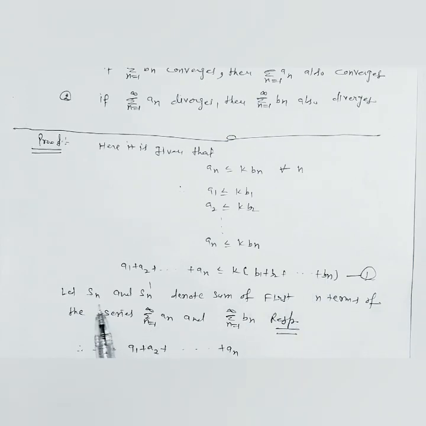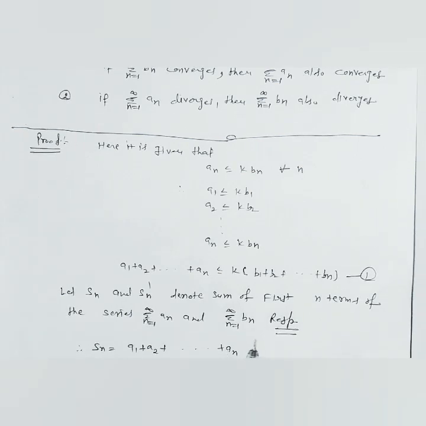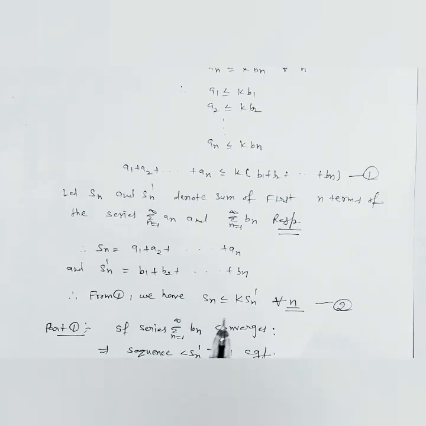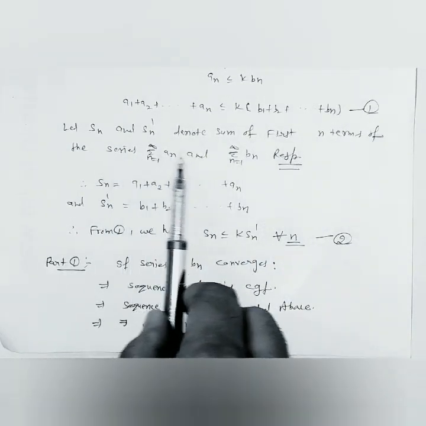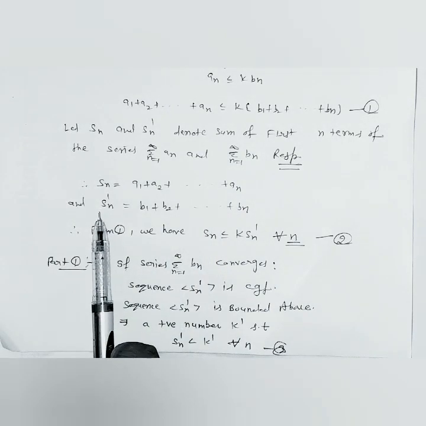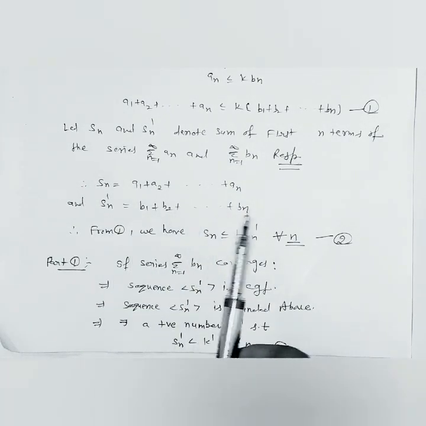Let Sn and Sn dash denote the sum of the first n terms of the series an and bn respectively. So Sn is the sum of the first n terms of the series an, which can be written as a1 plus a2 up to an. Similarly, Sn dash denotes the sum of the first n terms of the series bn. So Sn dash can be written as b1 plus b2 up to bn.